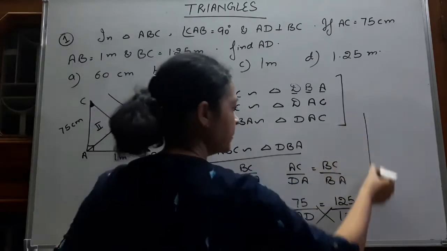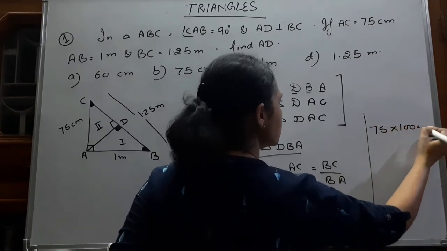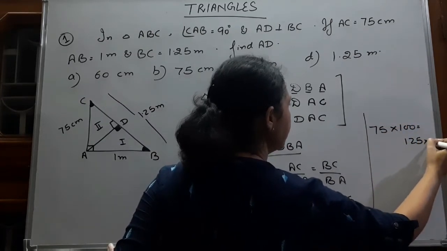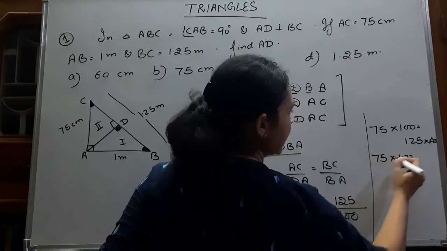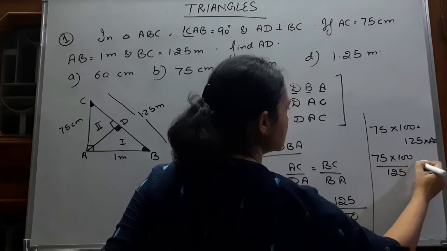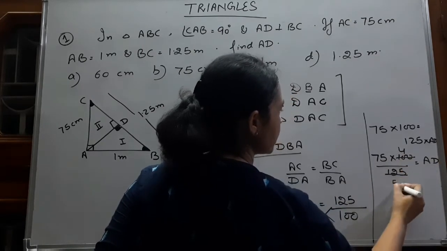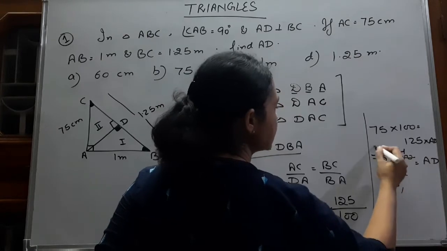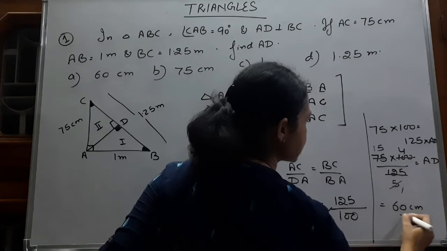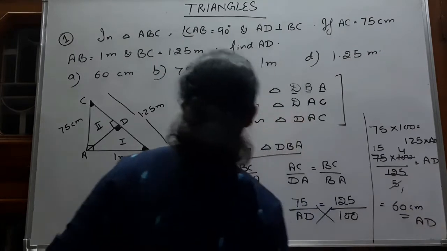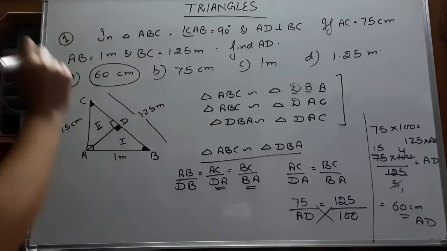Cross multiply it. 75 into 100 equals 125 into AD. 75 into 100 by 125 equals AD. 25 fours are 100, 25 fives are 125... so 3 into 4 is 60 centimeters is the length of AD. So, which is the correct option? Option A is our correct option.